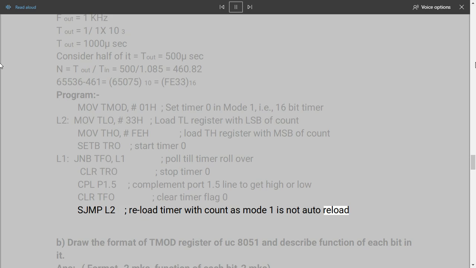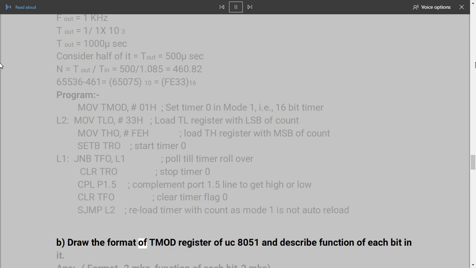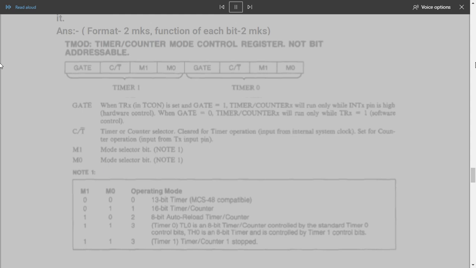B. Draw the format of TMOD register of 8051 microcontroller and describe the function of each bit in it. Answer: format, 2 marks; function of each bit, 2 marks.